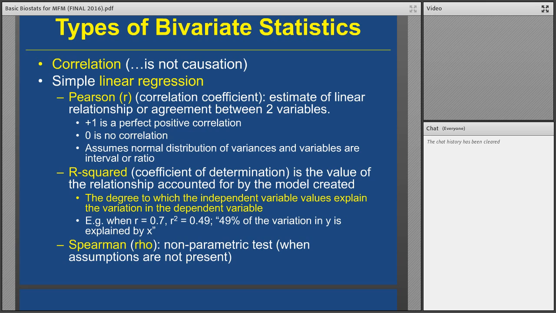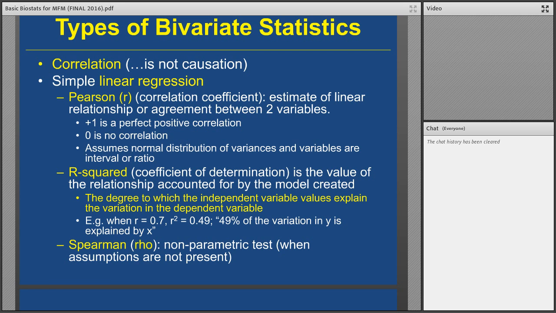So let's say we plug in our linear regression and we get an R of 0.7. R squared would be 0.7 squared, which is 0.49. And the simplest way to describe what 0.49 means is that 49% of the variation in Y, the dependent variable, is explained by x, the independent variable. So that's what R and R squared means.